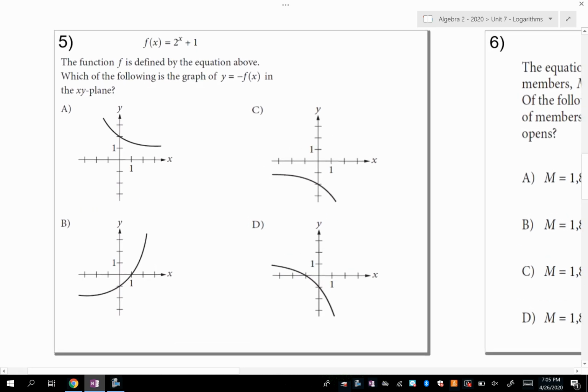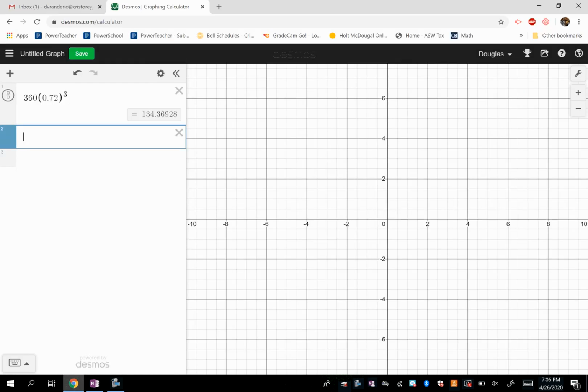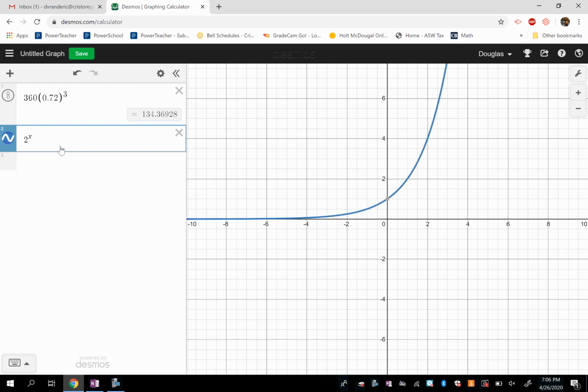It is an exponential function with 2 to the x power plus 1. Again, if you use Desmos, which you know I like to use, you can go ahead and just type that in first to see what that looks like. 2 to the power of x plus 1. So 2 to the power of x and then plus 1, so you can see what it looks like. All right, but it's not saying what does that look like.